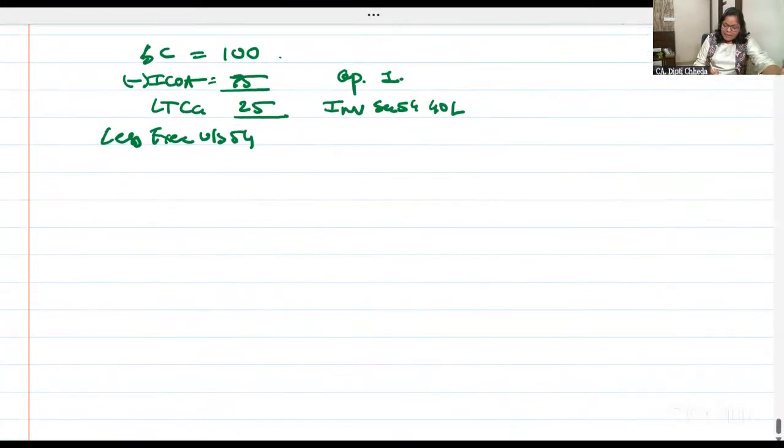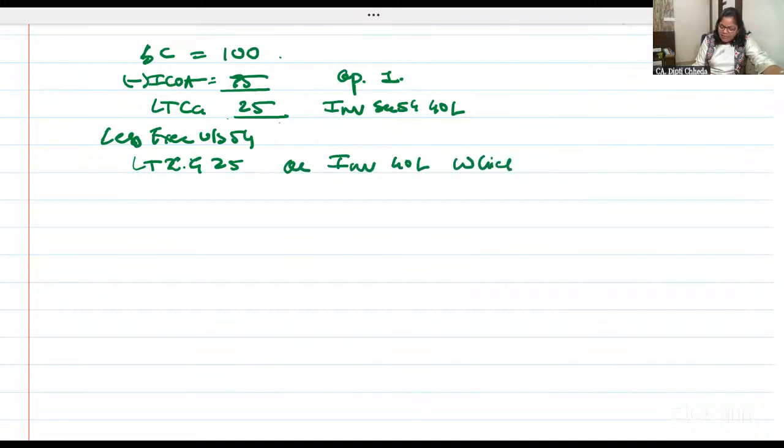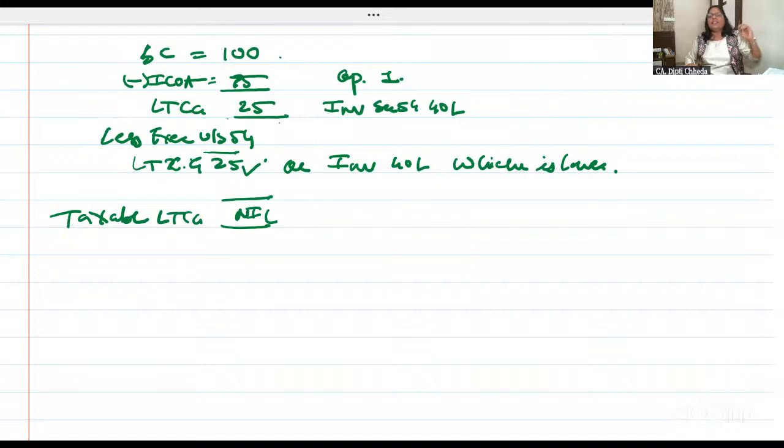So long term capital gain is 25 lakhs. I'm teaching something which they can ask in MCQ also from the scratch level. Long term capital gain is 25 lakhs or investment is 40 lakhs, whichever is lower. So here how much you will take the exemption, 25 lakhs or 40 lakhs, whichever is lower. So 25 lakhs. And what will be the taxable long-term capital gain? Nil. Are you with me?